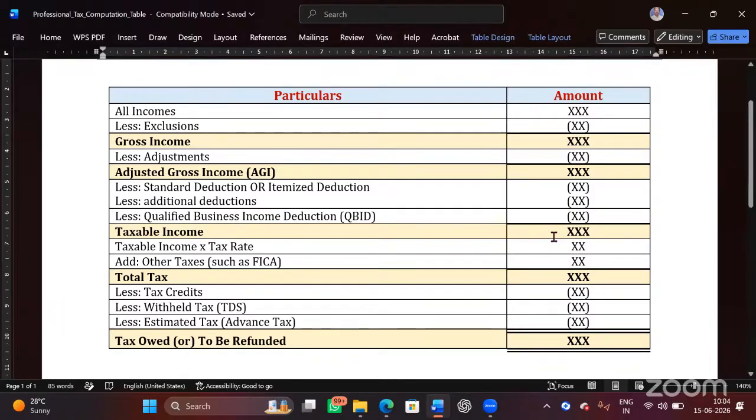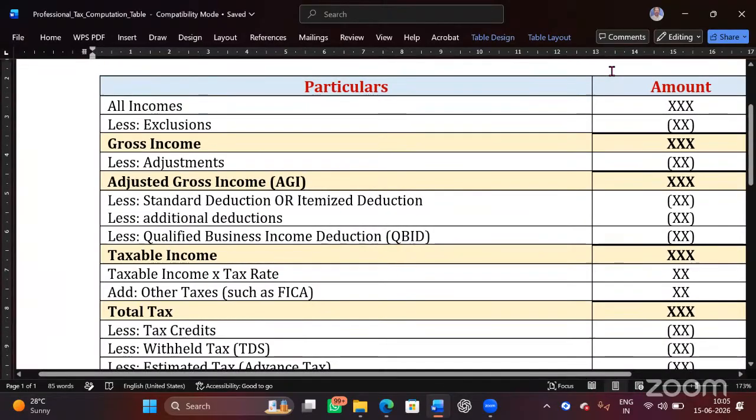First, we have to consider all incomes. But according to the Income Tax Act, certain incomes are not treated as incomes. So those items, there is no need to include and no need to pay tax, even no need to include in the tax return. Those are technically called exclusions. From all incomes, we have to delete exclusions. Then the balance amount is technically called gross income.